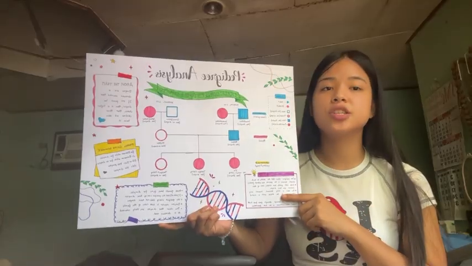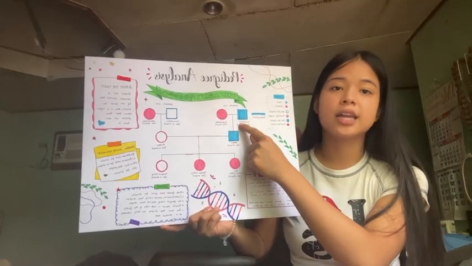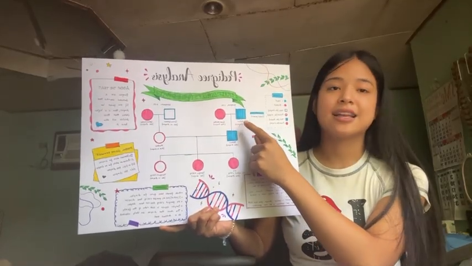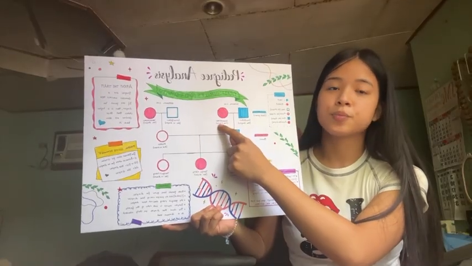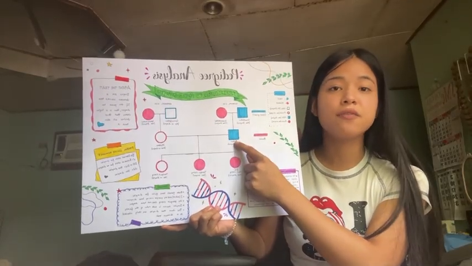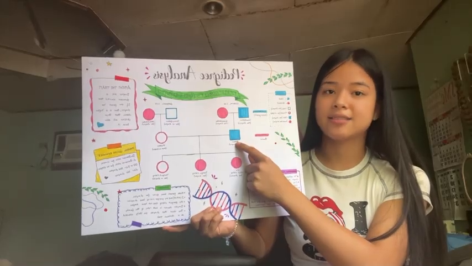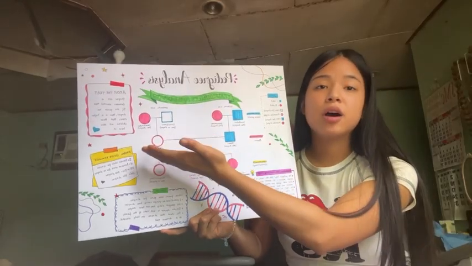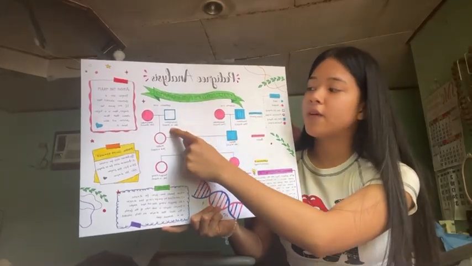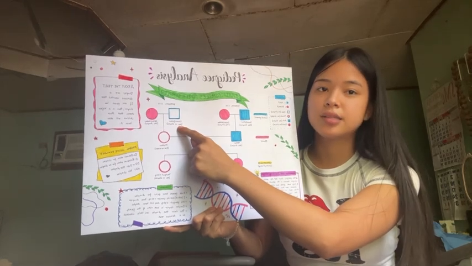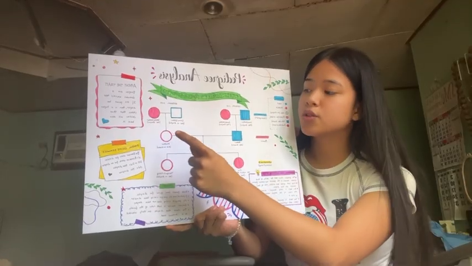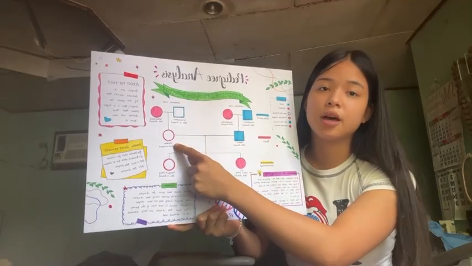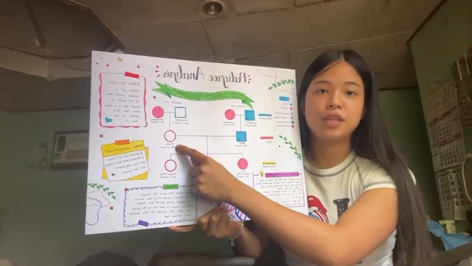So for the first generation on my father's side, my grandfather has dimples and my grandmother also has dimples. So their son, which is my father, also has dimples. On my mother's side, my grandfather does not have dimples, while my grandmother has dimples. So their daughter, which is my mother, does not have dimples.